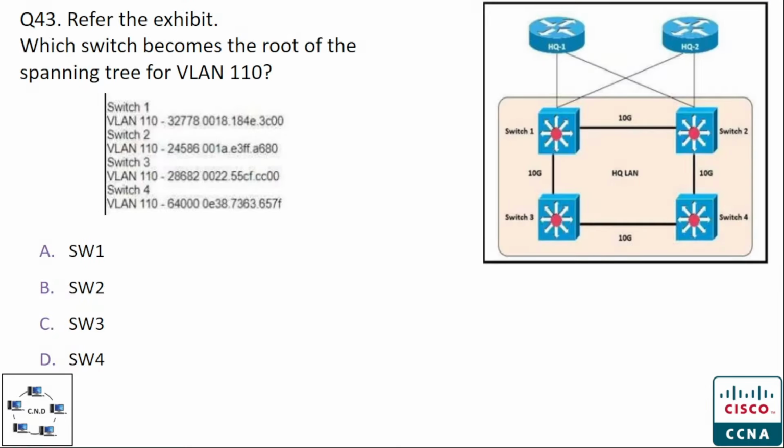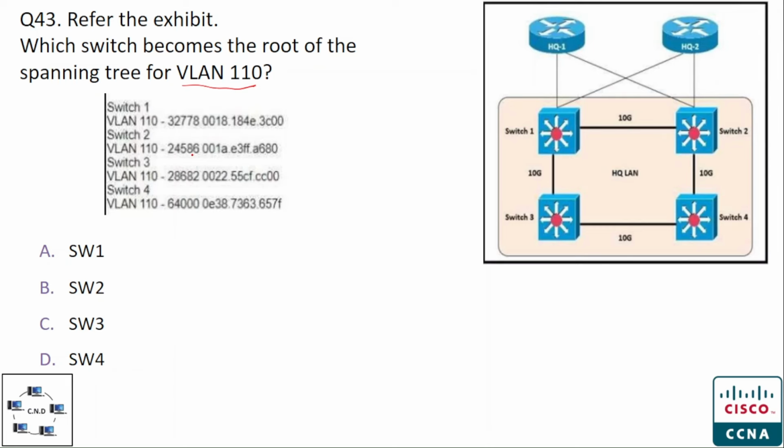Question number 43, refer to the exhibit. Which switch becomes the root of the spanning tree for the VLAN 110? Here we have 4 switches, switch 1, switch 2, switch 3, switch 4, and we are given the MAC addresses of all these switches for the same VLAN 110. So which switch will become the root switch?